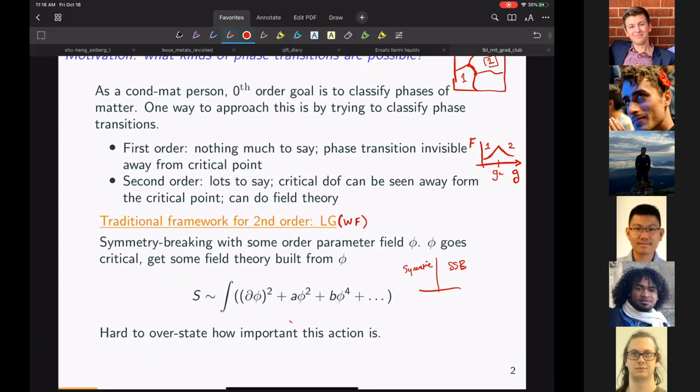If we let that operator be phi, then the assumption of Landau-Ginsburg theory is that the critical point is constructed in some kind of quantum field theory, or just regular field theory, built from this order parameter, right? And so the prototypical example of this is, of course, this phi to the 4 theory, right? And this is like the only reason why condensed matter people care about quantum field theory, right? It's super important.